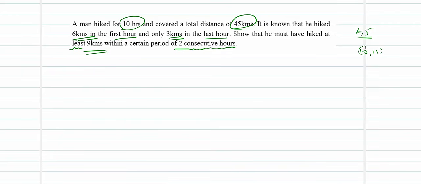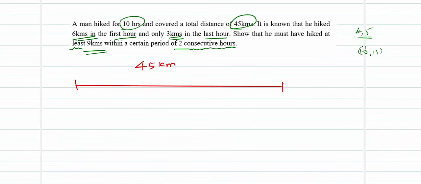Okay, so now let us go with the representation. What is going to be required over here? This is the total distance he has traveled, and it is going to be 45 kilometers, covered in 10 hours. This is the distance, and this is the time taken. The 10 hours now has to be split into equal parts. This is my starting point A and this is my destination B. What he is doing is 1, 2, 3, 4, 5, 6, 7, 8, 9, 10. So we are dividing it into 10 equal hours.